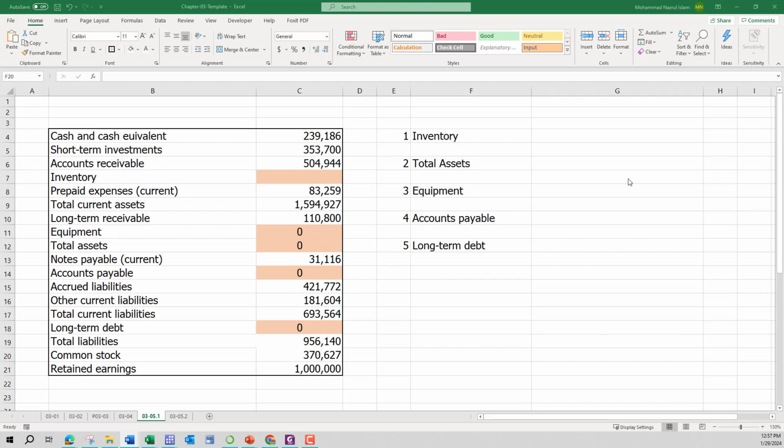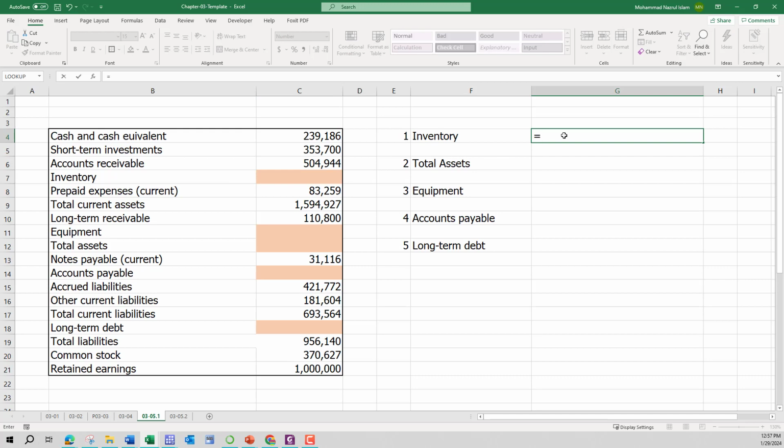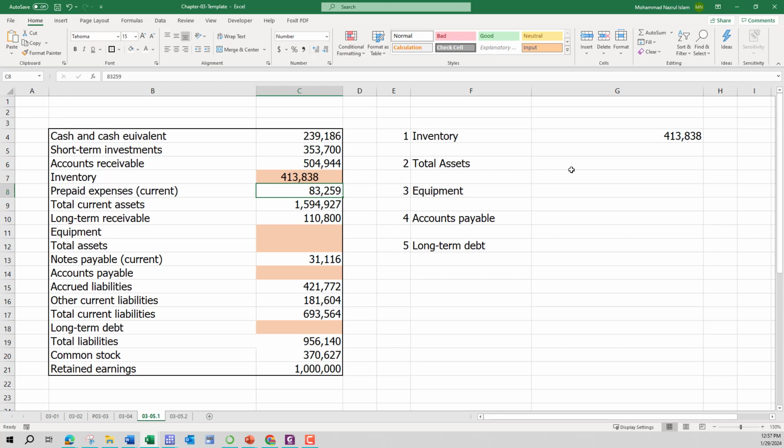The first thing is we have to calculate the inventory. As we know, current assets include inventory. So if we subtract all other current assets from the total current assets, we will find the inventory. So we have total current assets minus cash, minus short-term investments, minus accounts receivable, and minus prepaid expenses. This should be our inventory. You got it?